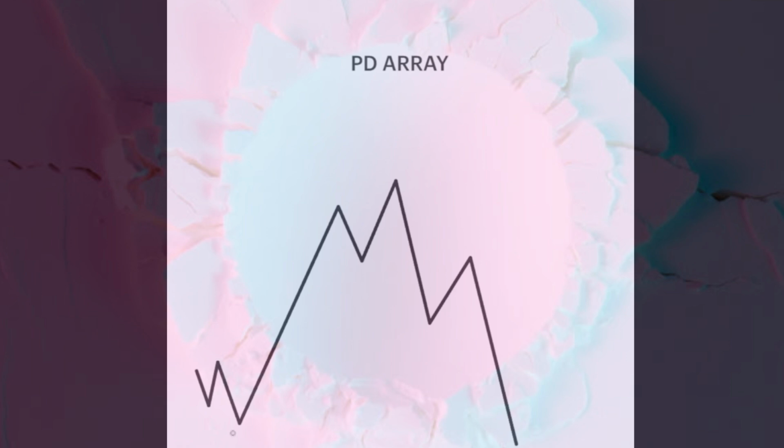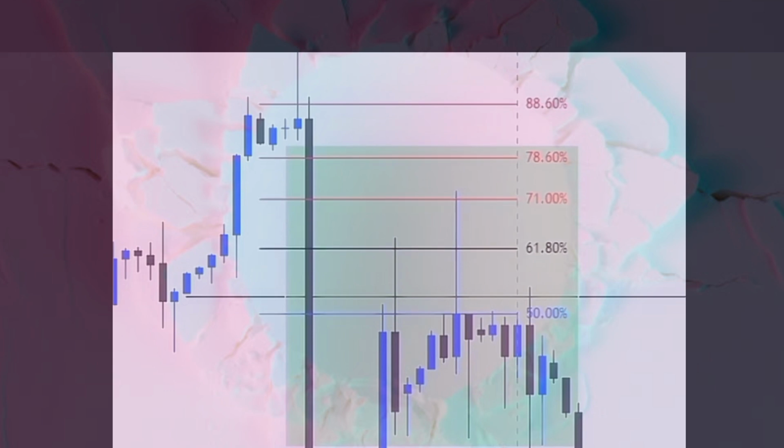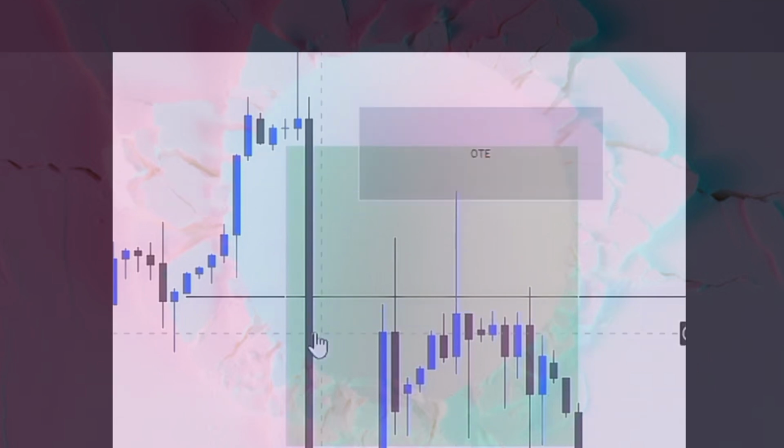To understand PD array, let's first understand the premium and discount zone. What is ICT premium and discount zone? To find ICT premium and discount, we use the Fibonacci tool with the following inputs: 1. 0, 2. 0.5, 3. 1. We will plot the Fibonacci from an old low to old high or vice versa.